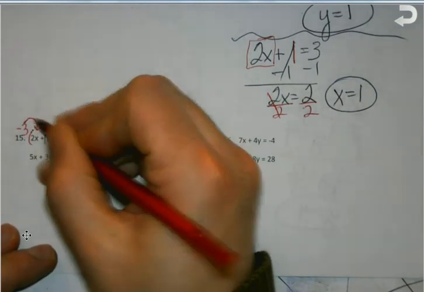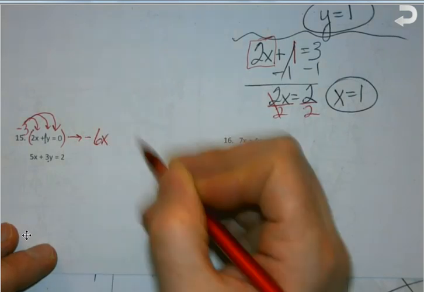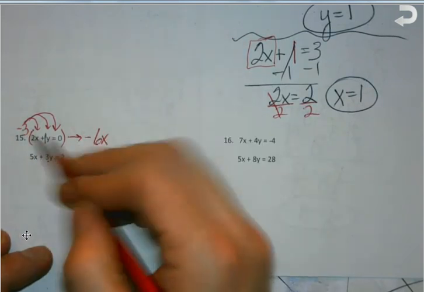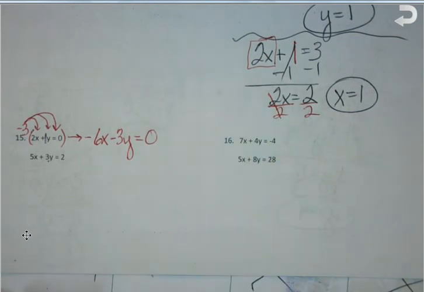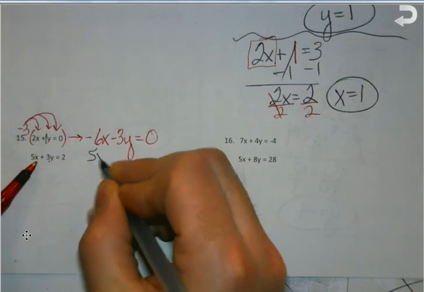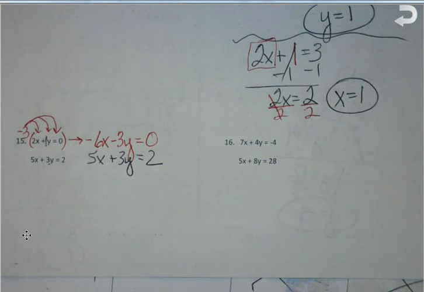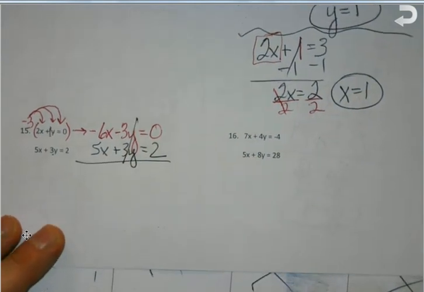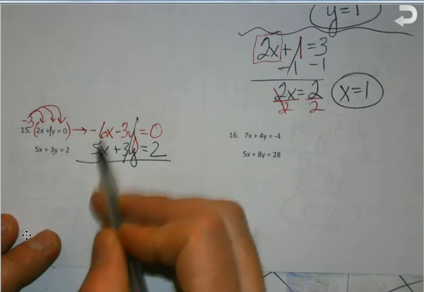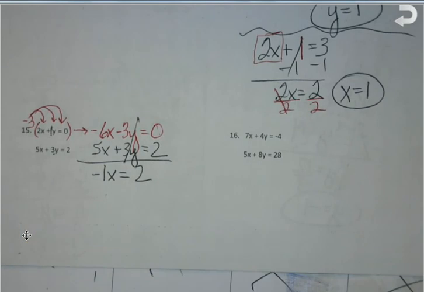Because again, when I multiply that all the way through, so negative 3 times 2 is negative 6, negative 3 times 1 is negative 3, and 0 times anything is still 0. And I leave this bottom one alone. This time my y's are opposites and cancel. Negative 6 plus 5 is a negative 1x. 0 plus 2 is 2.